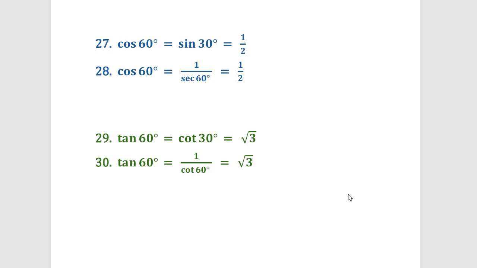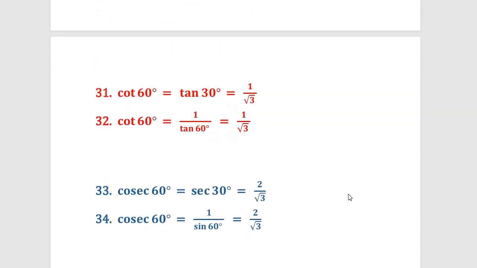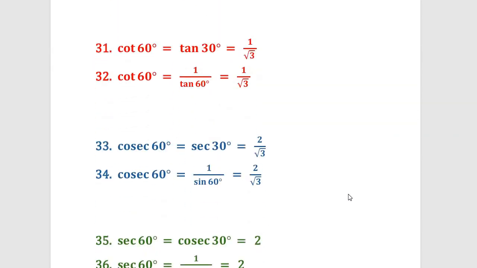Tan 60 degree equals cot 30 degree equals square root of 3, and tan 60 degree equals 1 by cot 60 degree equals square root of 3. This is formula number 30. 31. Cot 60 degree equals tan 30 degree equals 1 by square root of 3. Formula 32. Cot 60 degree equals 1 by tan 60 degree equals 1 by square root of 3.